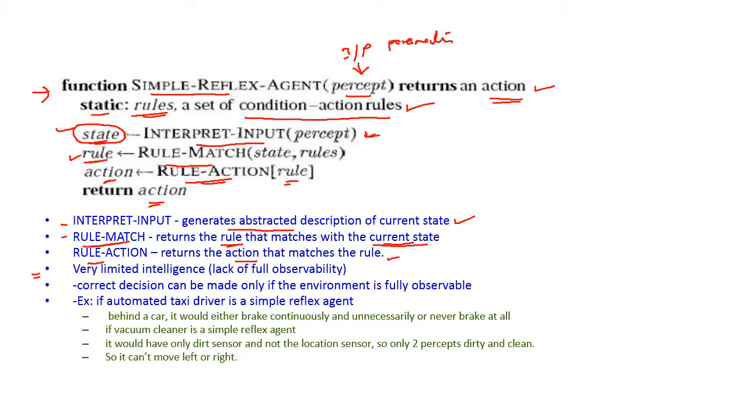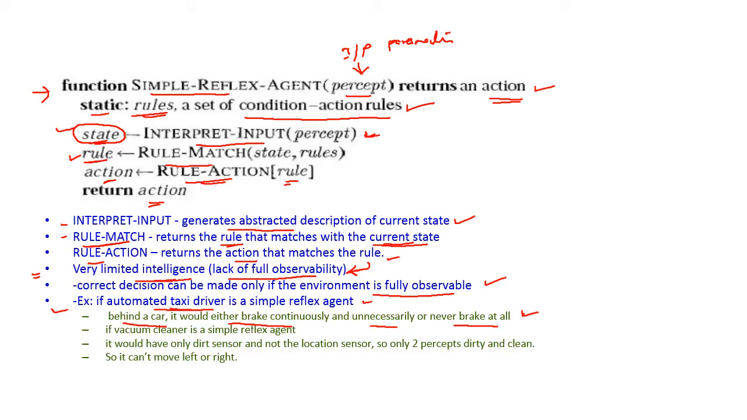Here it is very limited intelligence because of the lack of full observability. If the environment is fully observable, then the output will be excellent, otherwise it is not that intelligent. The current decision can be made only if the environment is fully observable. For example, take an automated taxi driver. If it is a simple reflex agent, then behind a car it would either brake continuously and unnecessarily or never brake at all.